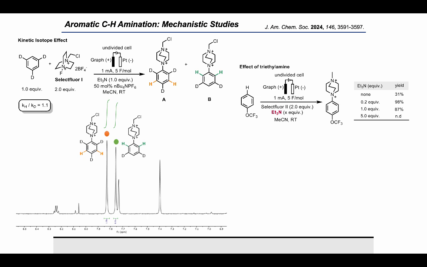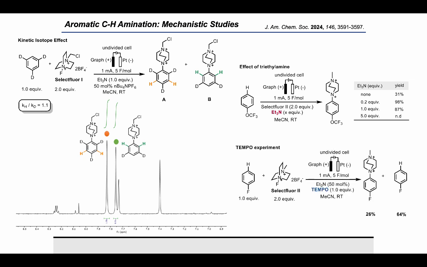Triethylamine, with a half-peak potential of 0.50 volts versus ferrocene, acts as a base to deprotonate the Wheland intermediate and generate the aryl DABCO-nium final product. For reactions at high triethylamine loading, for example 5 equivalents, the reaction didn't produce any product, as anodic oxidation of triethylamine outcompetes the anodic oxidation of crucial reaction intermediates. By performing the reaction in the presence of TEMPO as a radical scavenger, a decreased yield is observed, from 98% to 26%, but TEMPO doesn't completely suppress the reaction.